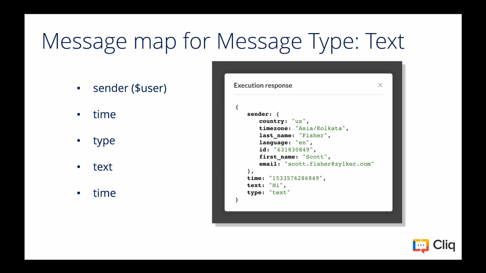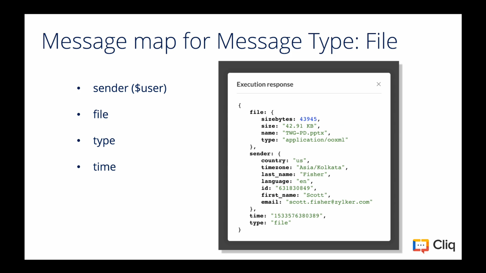For example, for messages of the type text, the message map will contain the following attributes: sender details, which is the user map, the time of message, the type of message, and the text key, which will contain the actual message string for which the action was triggered.